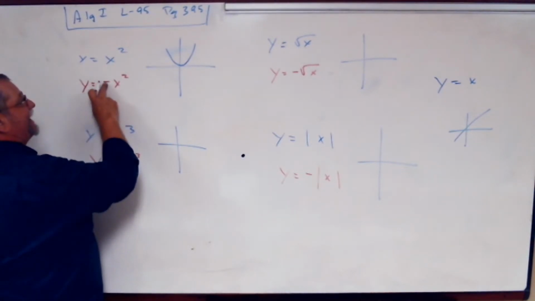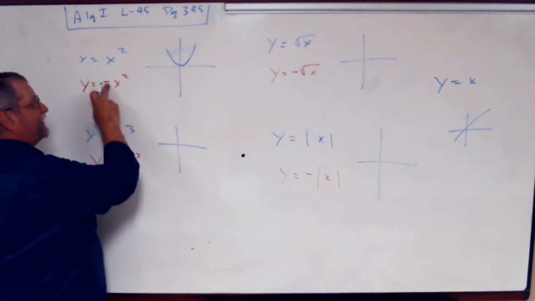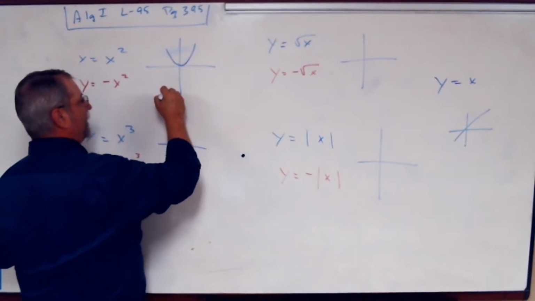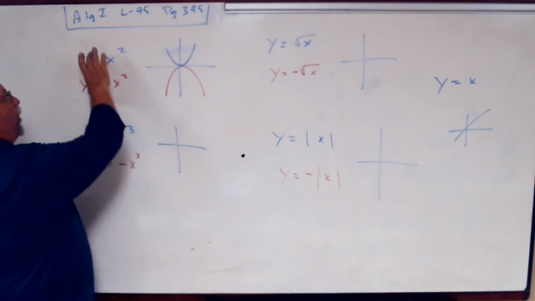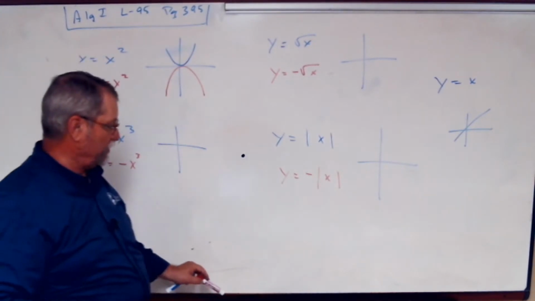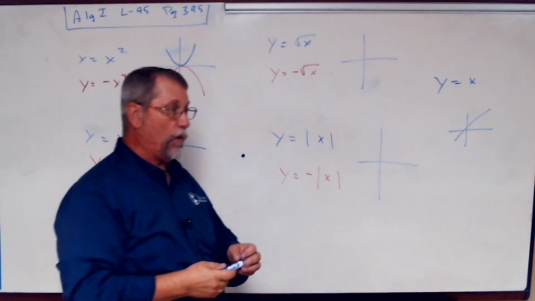If there's a negative in front of it, y equals negative x squared, the shape's the same, it just flips it over. So this is a quadratic. These are all in your book. You just have to look at them, say, oh, that's what that is.